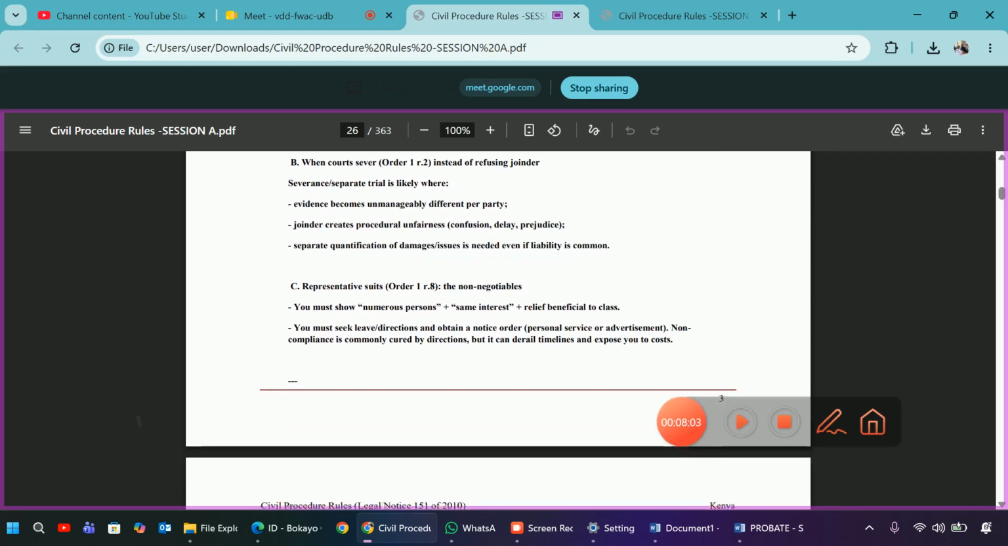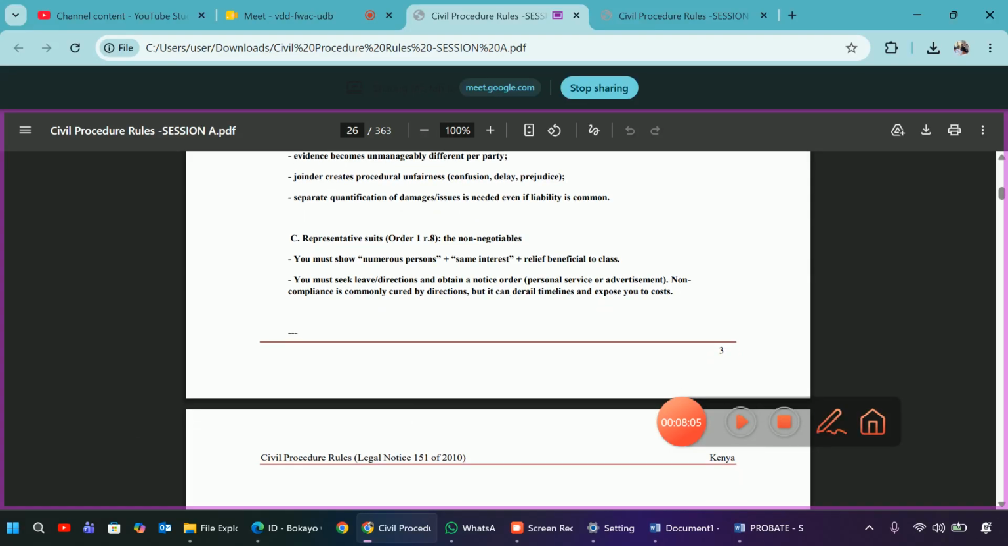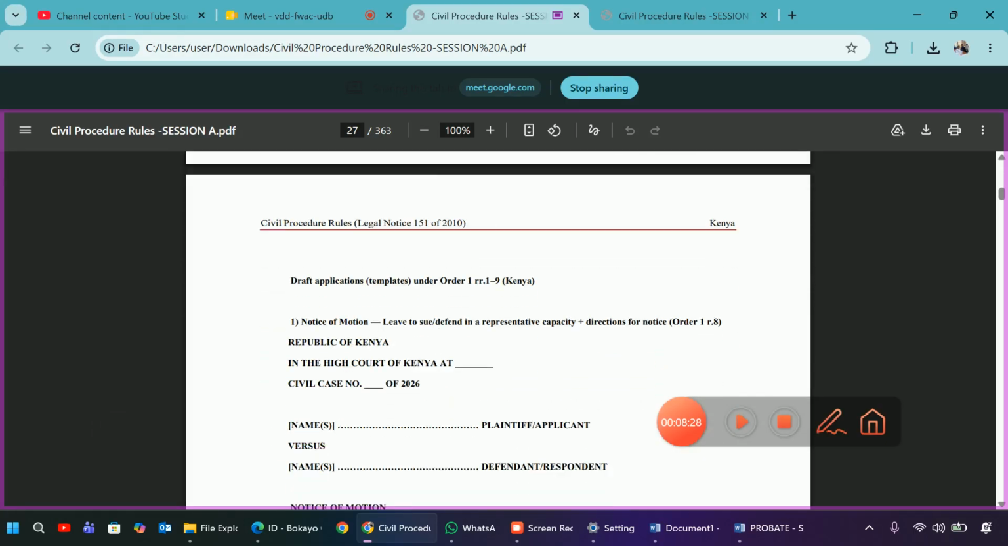Lastly, we have representative suits. The key takeaways are that you must show numerous persons are affected, they have the same interest, and the relief is beneficial to the class of people. You must seek leave or directions and obtain a notice order, where you have to effect personal service or service through an advertisement. Non-compliance is commonly cured by directions of the court, but it can derail timelines and expose you to costs.